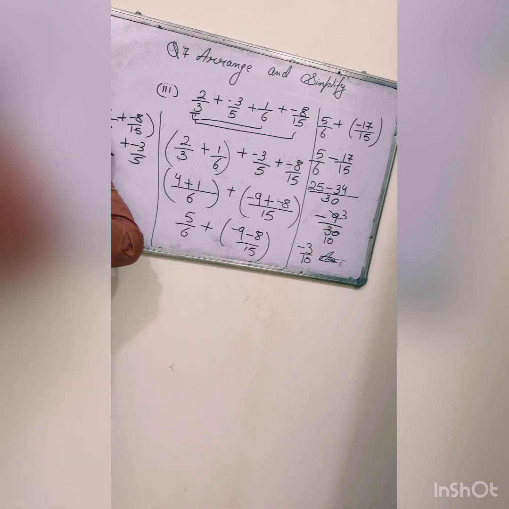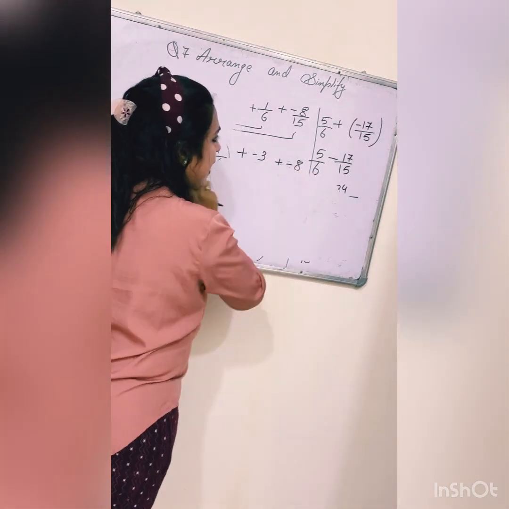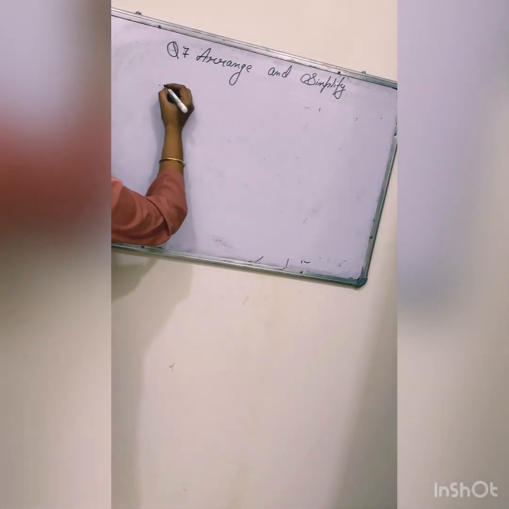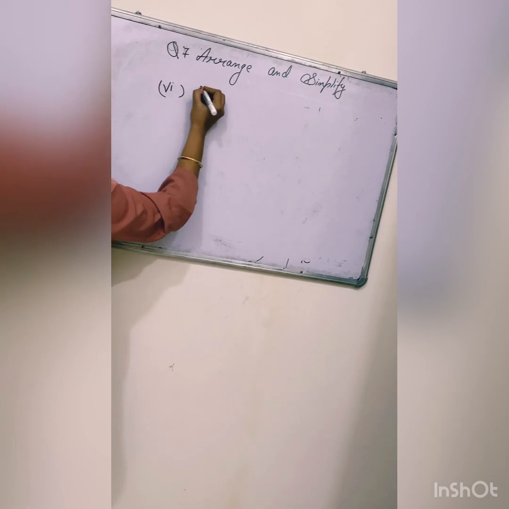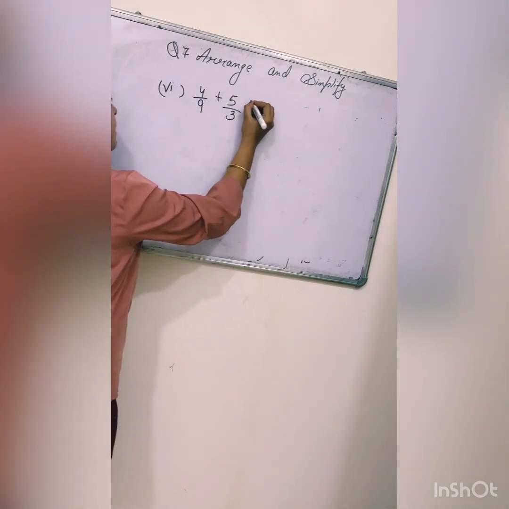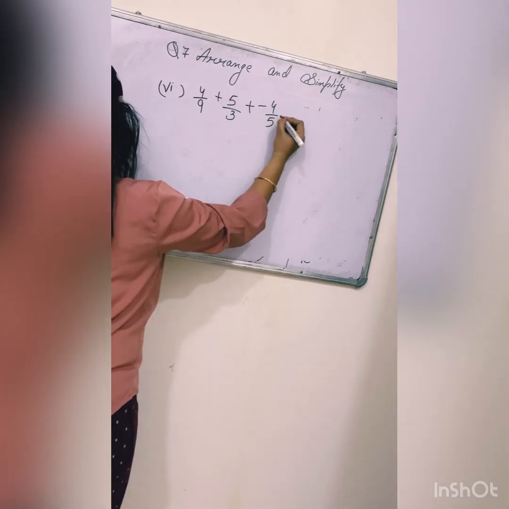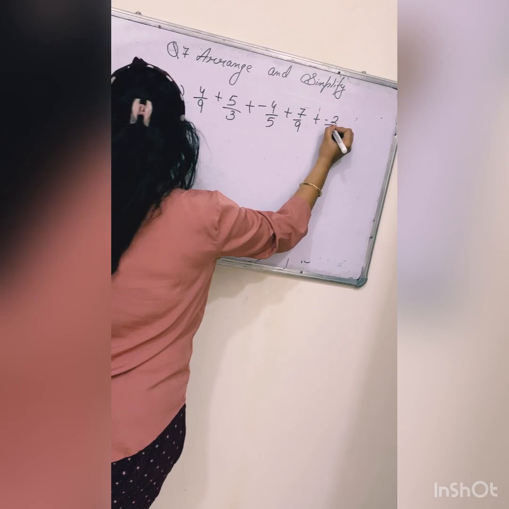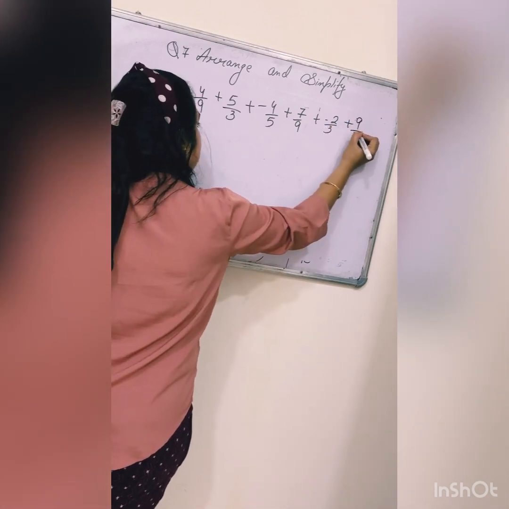Next we are going to do the sixth part. I'm just telling you, you are going to do it by yourself. All those parts we are doing here are to be done in the notebook. Okay, so the sixth part is 4 by 9, 5 by 3 plus minus 4 by 5 plus 7 by 9 plus minus 2 by 3 plus 9 by 5.